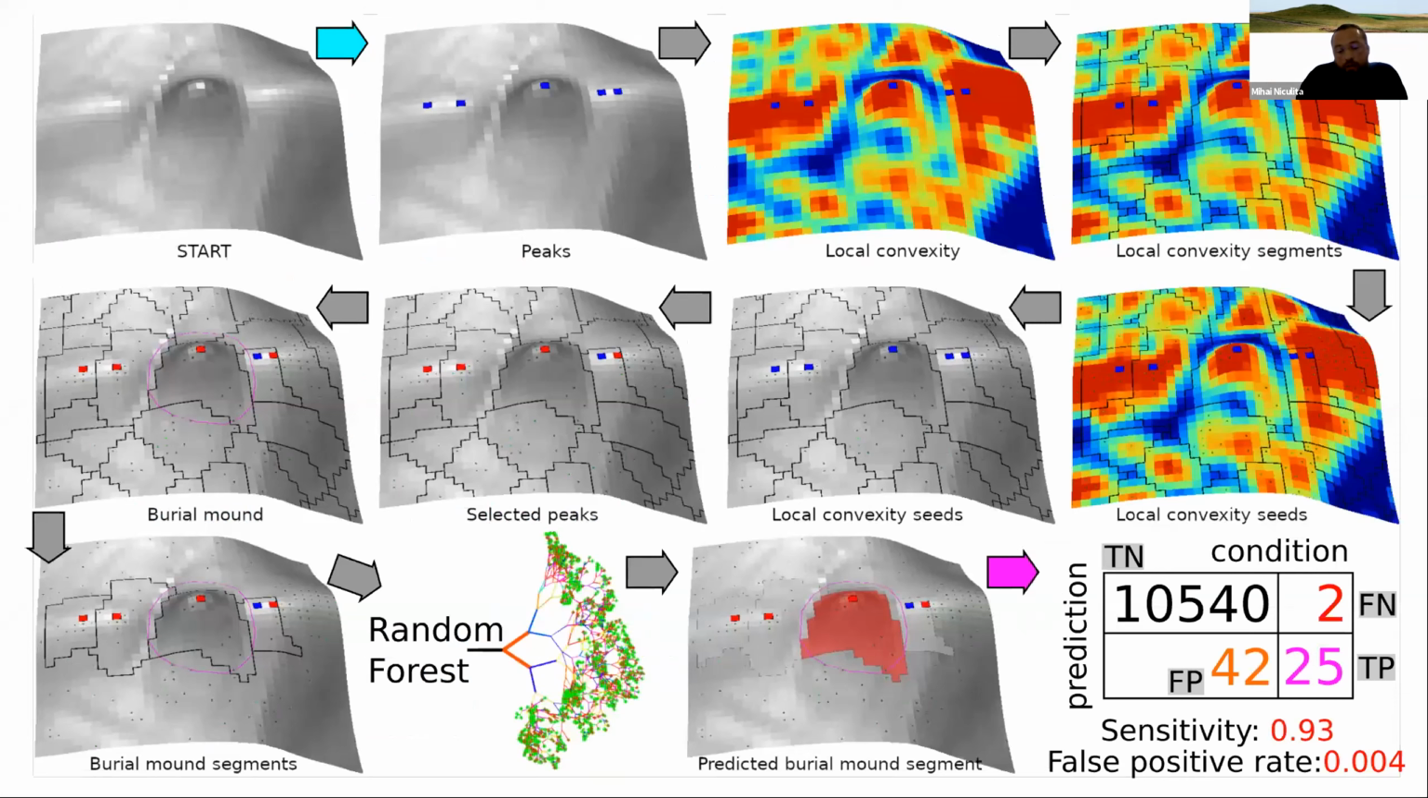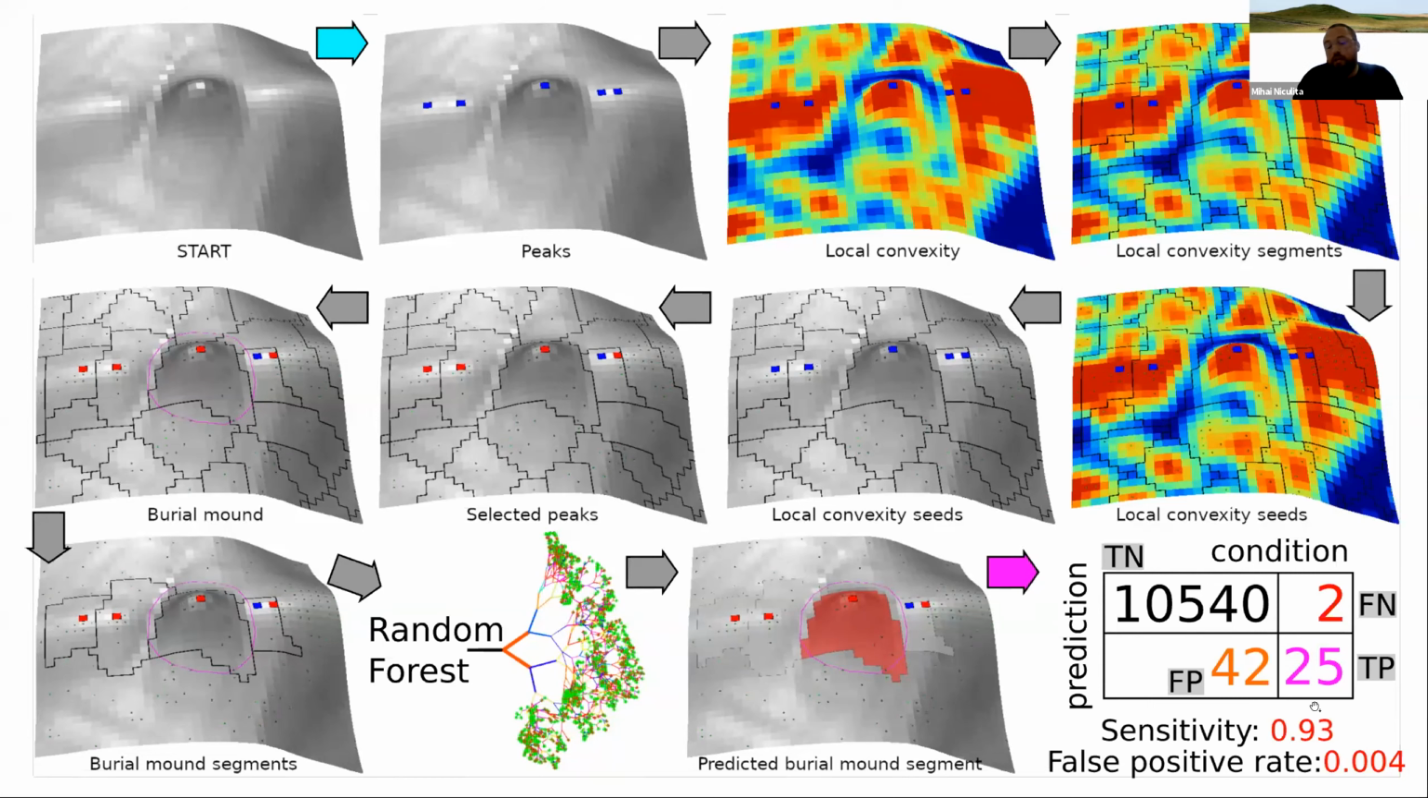Here you see the entire workflow, starting from deriving peaks, deriving local convexity segments, selecting from the peaks only those segments that also have a seed in the surrounding of the peak, and then computing all the geomorphometrical variables and statistics for that segment, and then using random forest to select from those segments which have a selected peak only those that might represent burial mounds.